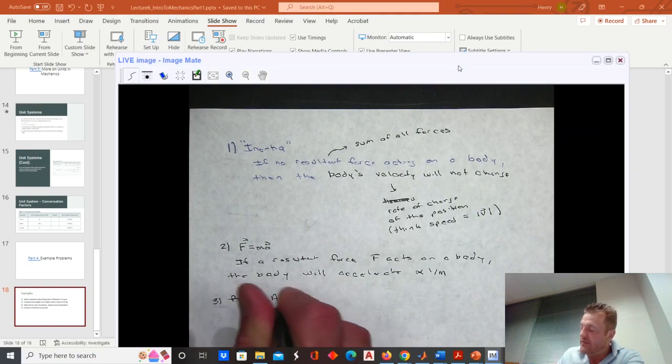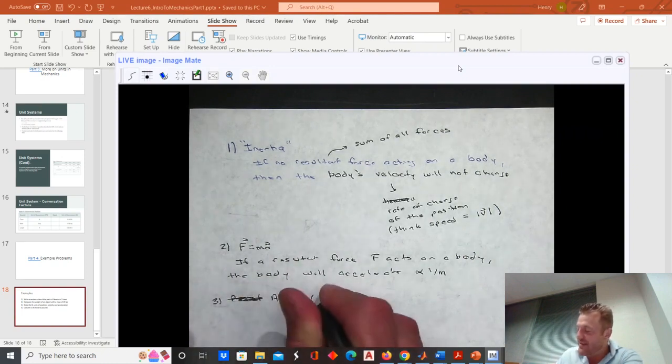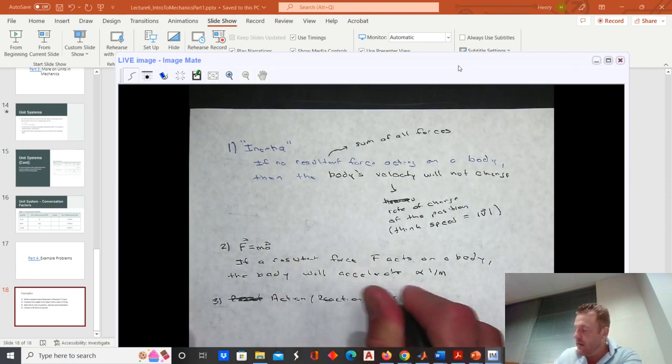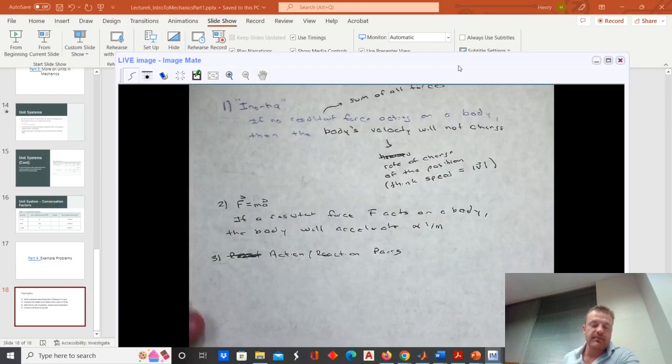So the third law was the idea of an action. Usually I wrote reaction first, but usually write it as action reaction pairs. For purposes of time, since my writing is so bad anyways, because I'm trying to rush, I won't actually write that down. That just says that if two bodies exert contact forces on one another, if body one exerts a contact force on body two, then body two exerts one on body one, equal magnitude, opposite direction.